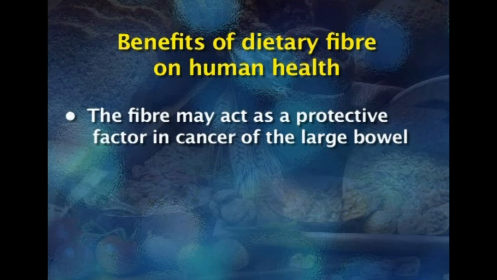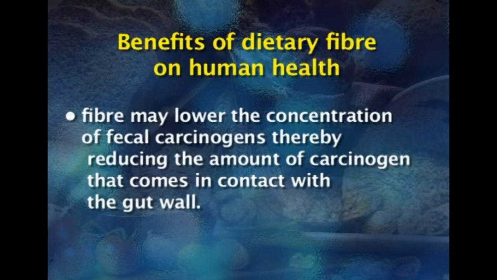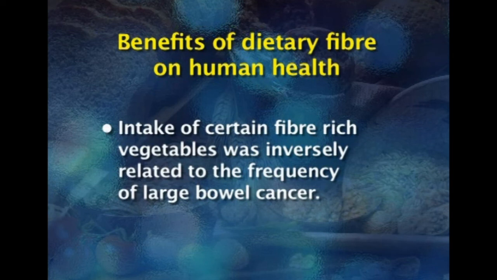non-vegetarians. It has been postulated that the dietary fiber may act as a protective factor in cancer of the large bowel by shortening the transit time, thus reducing the time for formation and action of carcinogens. In addition, through its stool bulking effect, fiber may lower the concentration of fecal carcinogens, thereby reducing the amount of carcinogen that comes into contact with the gut wall. There are several studies which have reported that ingestion of certain fiber-rich vegetables was inversely related to the frequency of larger bowel cancer.